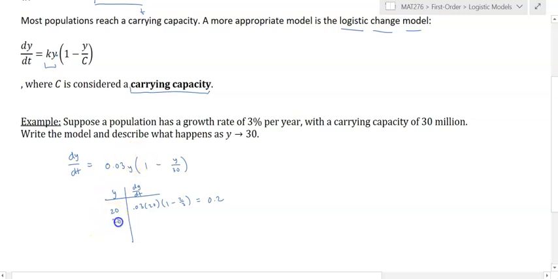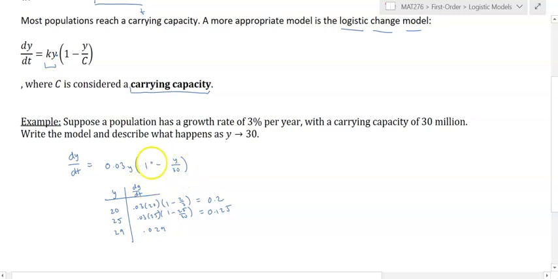And now notice that if we get to 25, 0.03 times 25 times 1 minus 25 over 30, 0.03 times 25 times 5/30ths, we get 0.125. So notice that the rate is getting smaller. In fact, when we get to 29, then we're multiplying by 1 minus 29/30ths, which is just 1/30th. And so here we get 0.029.